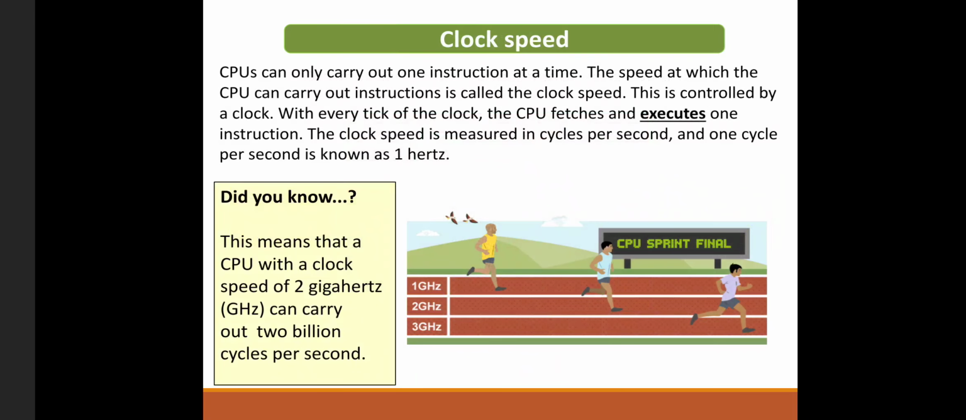Now, when we talk about clock speed, the CPU only carries out one instruction at a time. The speed at which the CPU carries out instructions is called the clock speed. This is controlled by a clock. With every tick of that clock, the CPU fetches and executes one instruction. The clock speed is measured in hertz, basically.